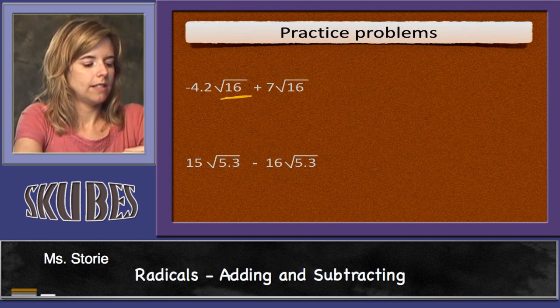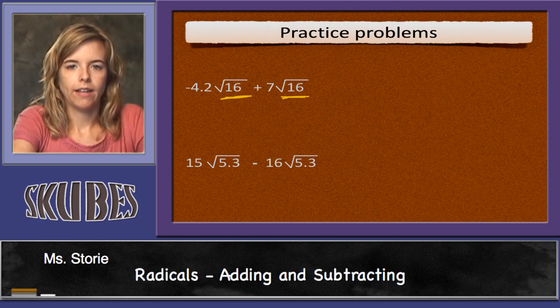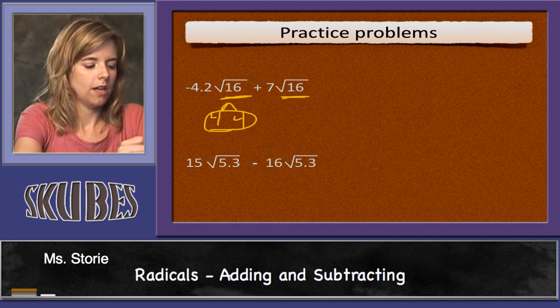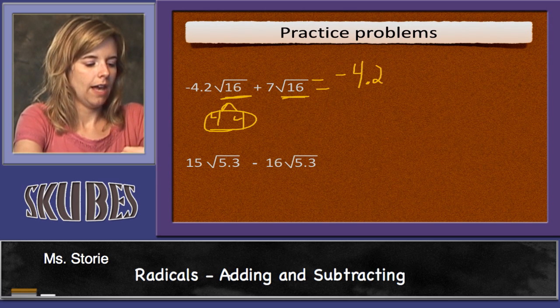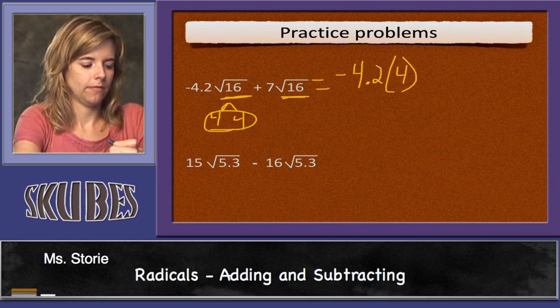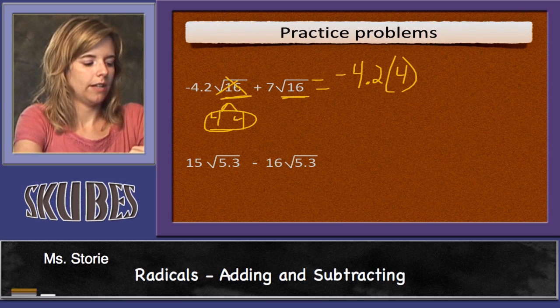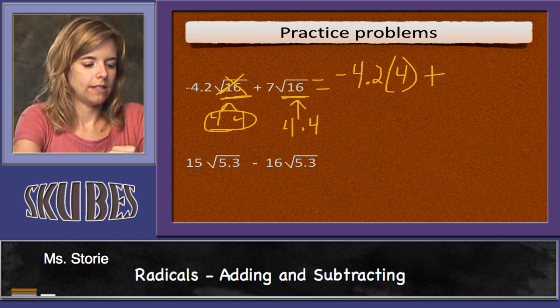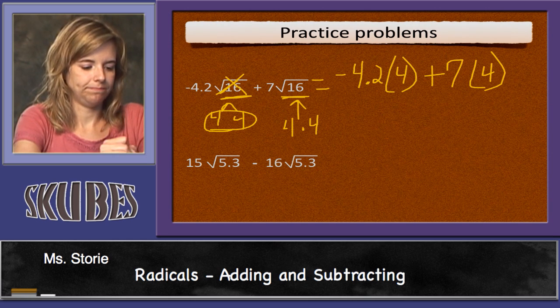All right, 16 and 16. Are they alike? Yes. Are they fully broken down? 16, isn't that a perfect square? Don't we have a pair of 4s? They'd come out and nothing's left behind. So actually you would have negative 4.2, and you would be multiplying it by 4. The radical is gone now because we broke it down. Same thing here, it's also going to break down into 4 and 4. So you're going to add 7 and then times that 4.